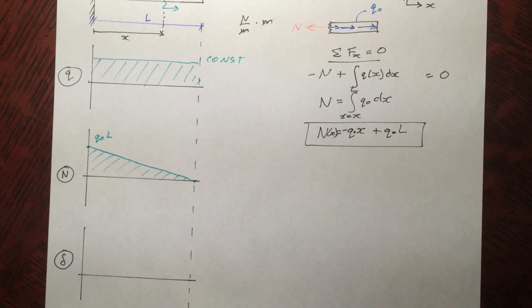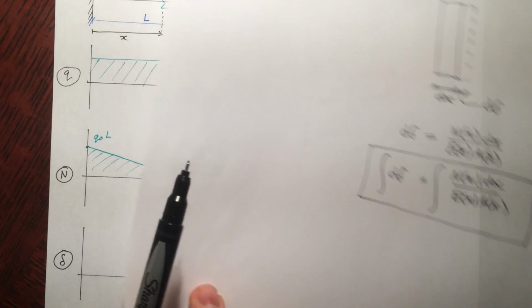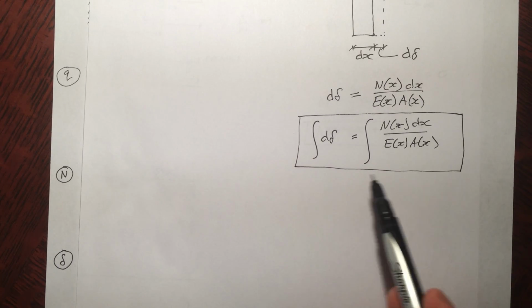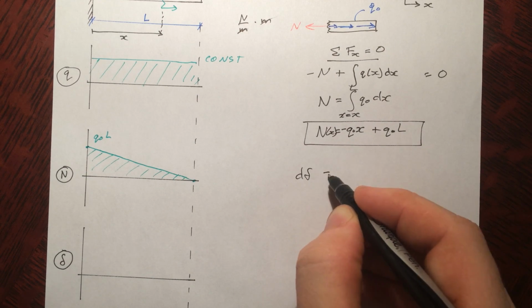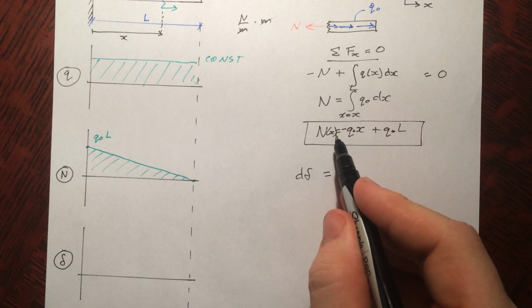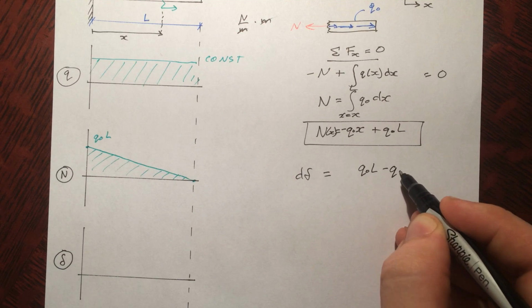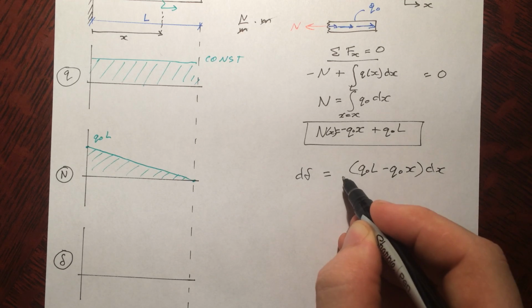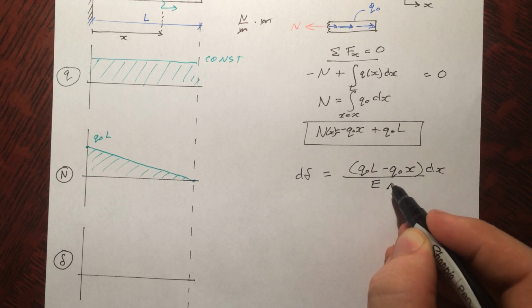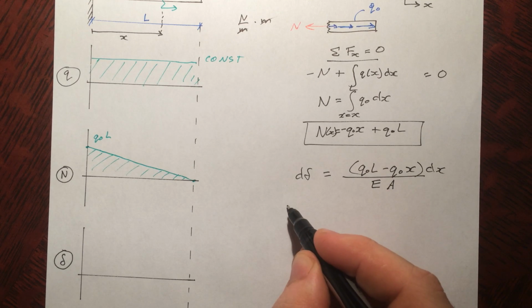Now, how are we going to find the elongation? Well, we're going to go back and use this formula that we just saw on the previous page. This right here. So d delta is equal to N as a function of x, that's just this here, times the length, dx, over EA.